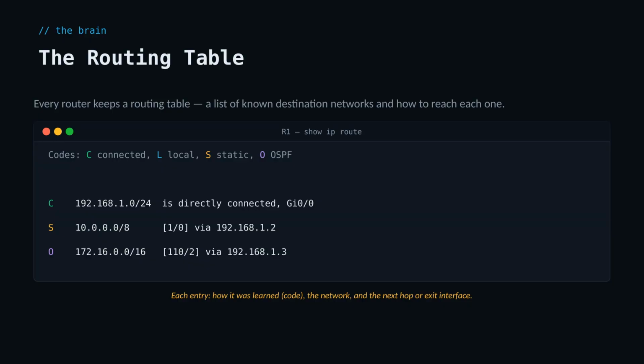So C means directly connected. R1 already sits on that network. S is a static route, someone manually configured, and O was learned dynamically through OSPF. Same table, three different sources of knowledge.